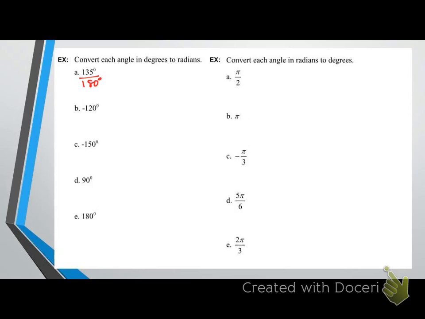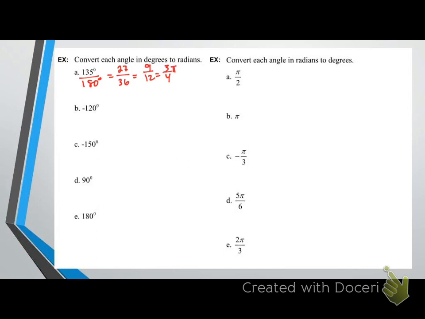So 135 over 180 reduces down to, I know that 5 will go into both of these, so 27 over 36. 3 will go into both of these now, so 9 over 12, and 3 will go again, so we go 3/4, and then slap a pi on it, so 3 pi over 4. That's 135 degrees.